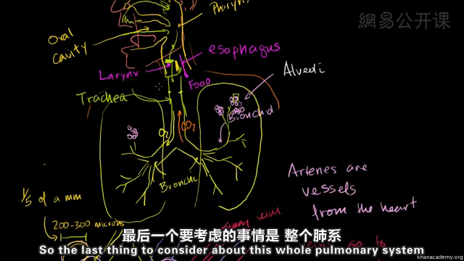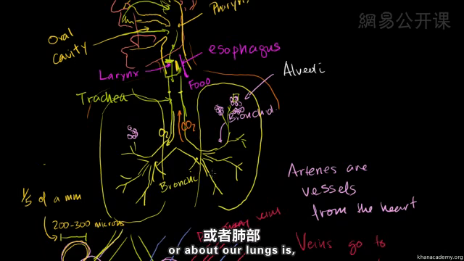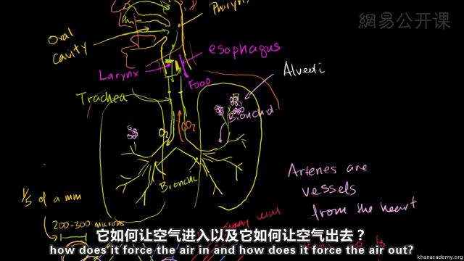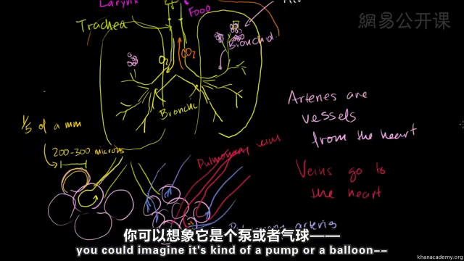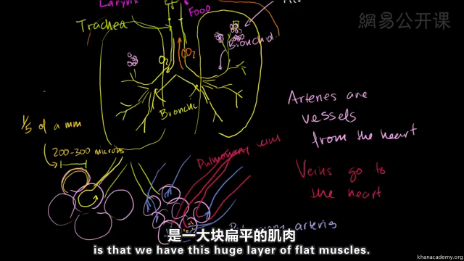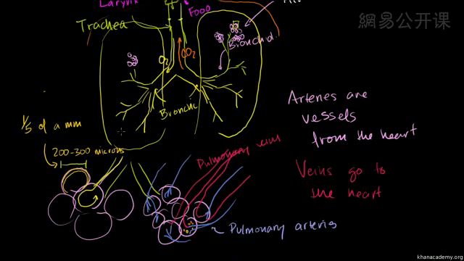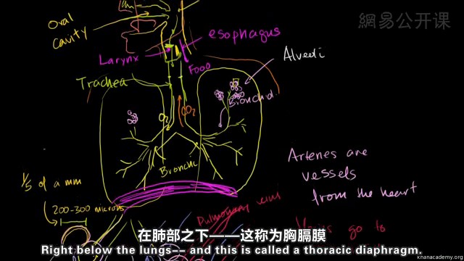So the last thing to consider about this whole pulmonary system, or about our lungs, is well, how does it force the air in, and how does it force the air out? And the way it's done is you can imagine it as kind of a pump or a balloon. We have this huge layer of flat muscles. So if these are my lungs, I have a huge layer of flat muscles right here, right below the lungs, and this is called the thoracic diaphragm.